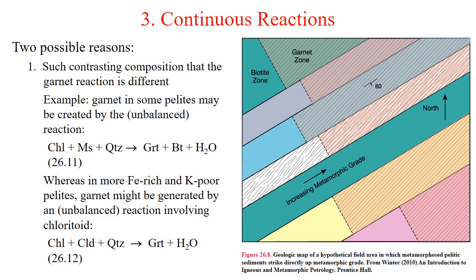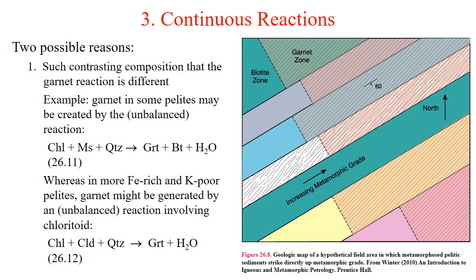This is occurring for one of two reasons, assuming that the rock represents equilibrium mineral assemblages as a result of continuous reactions. One: such contrasting compositions that the garnet reaction is different. For example, garnets in some pelites may be created by an unbalanced reaction of chlorite plus muscovite plus quartz yielding garnet plus biotite plus water.